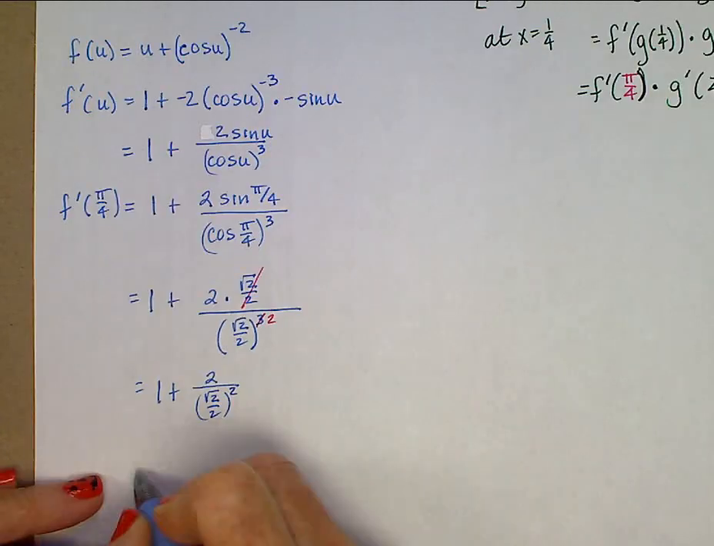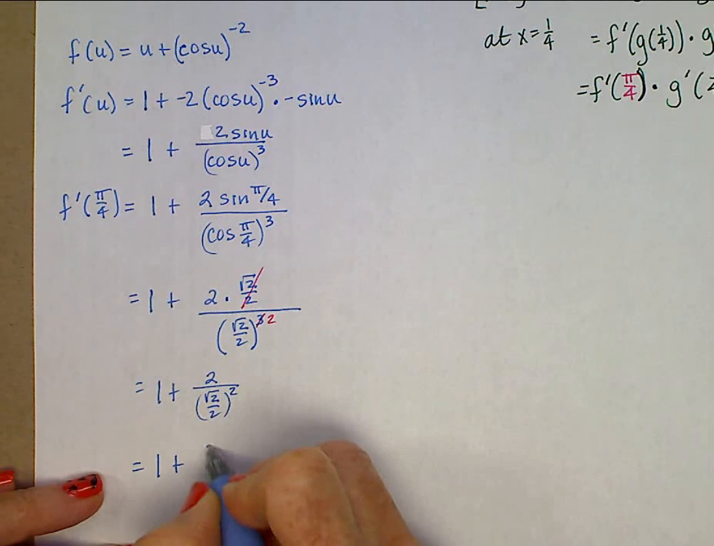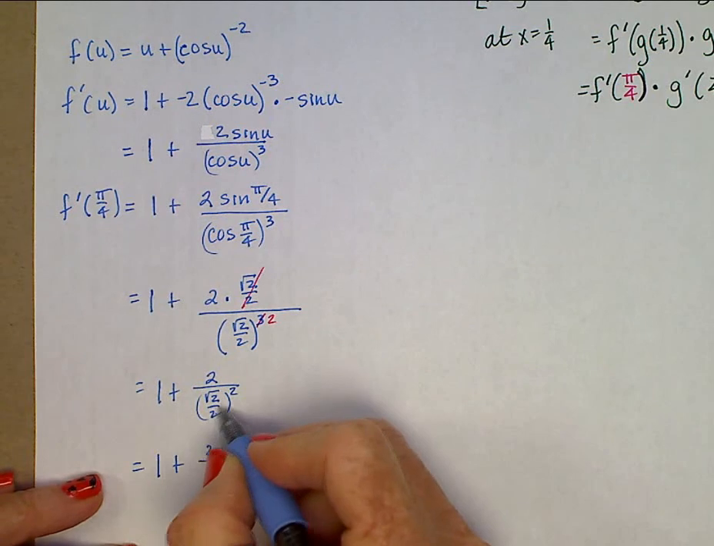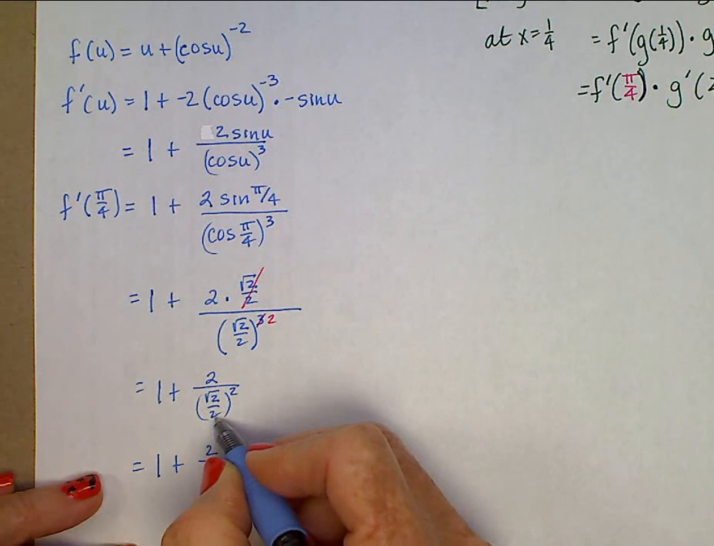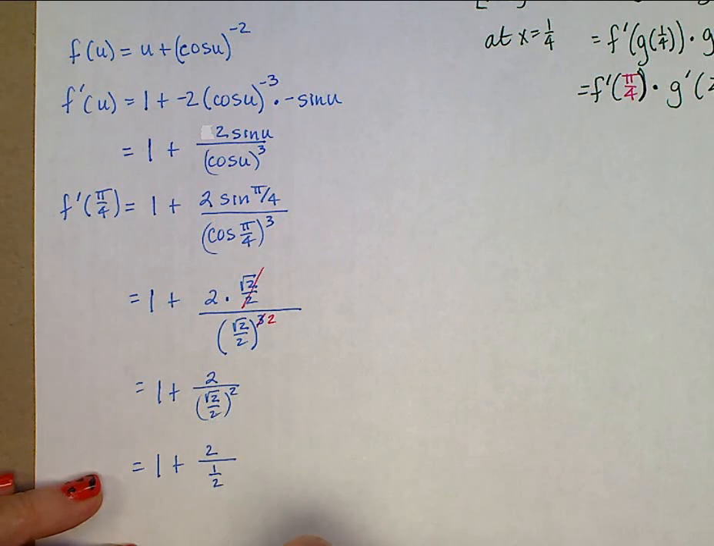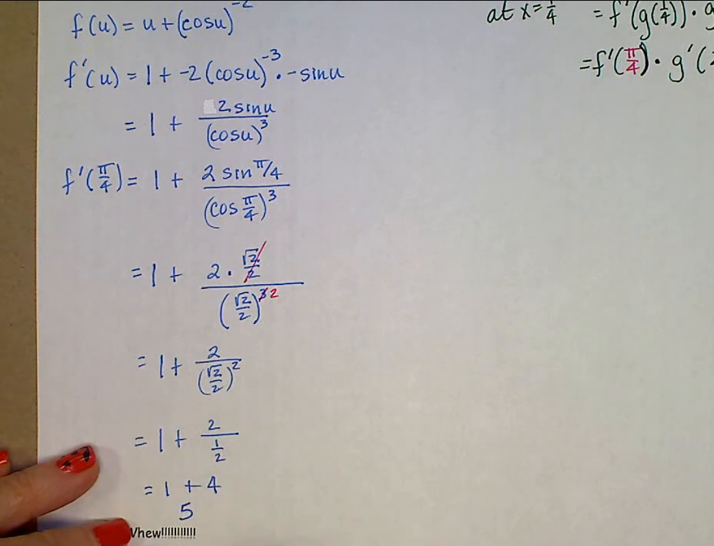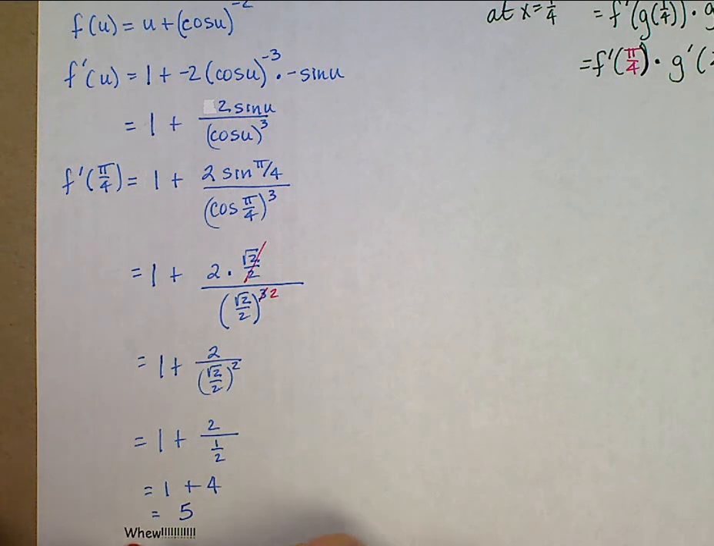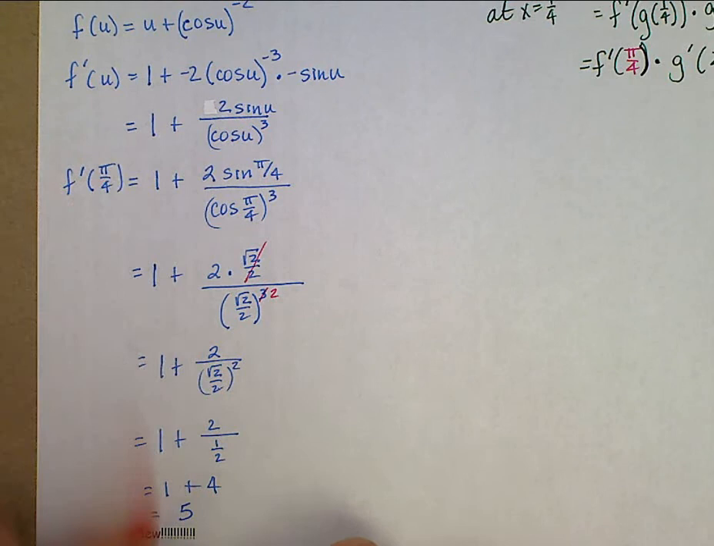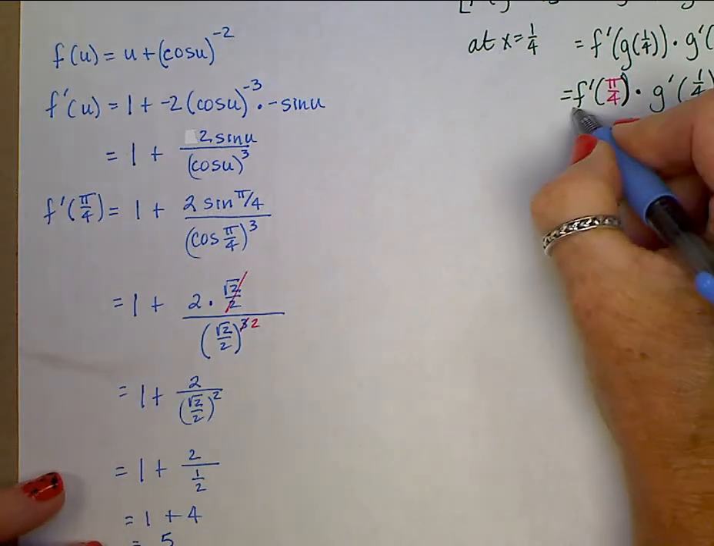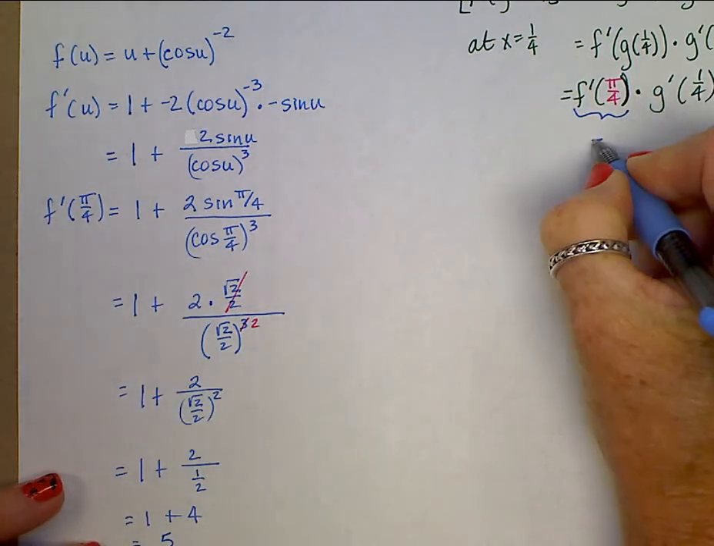All right, 1 plus 2 over, and the square root 2 over 2 squared, that's 2 over 4, which is a half. So we have 1 plus 4, or 5. Oh my, not quite done yet. That's just f prime of pi over 4. Whew. That's a 5.